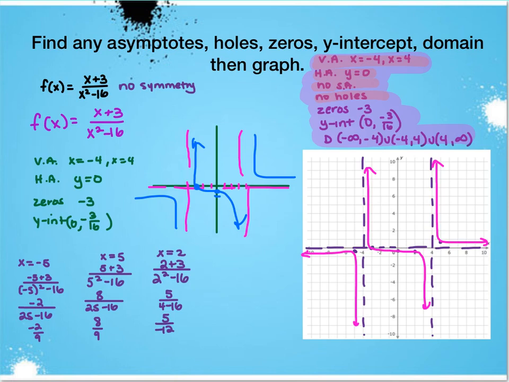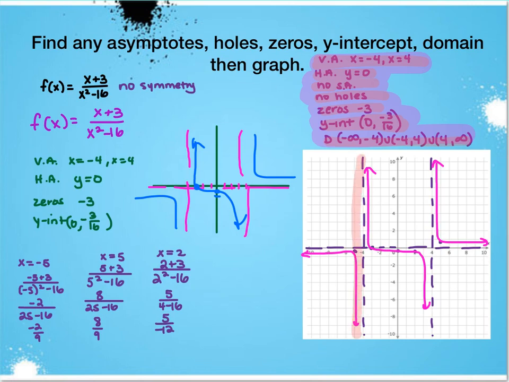Okay, solve your numerator, and you get the zero is -3. Plug in 0 for your y-intercept, and you get (0, -3/16). Domain goes -∞ to -4, then -4 to 4, and then 4 to +∞.